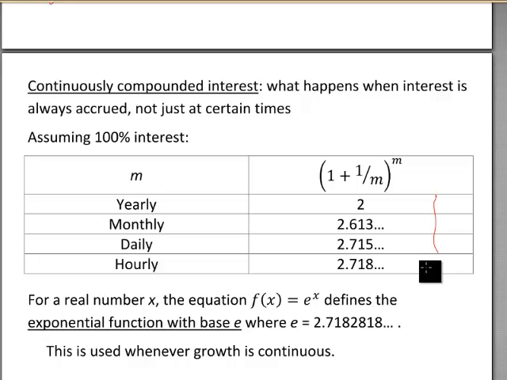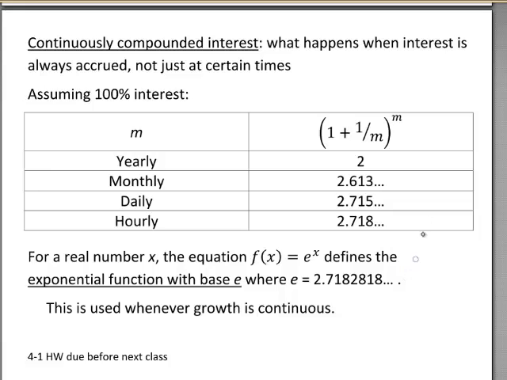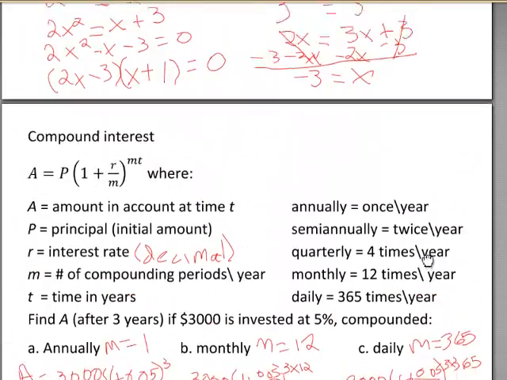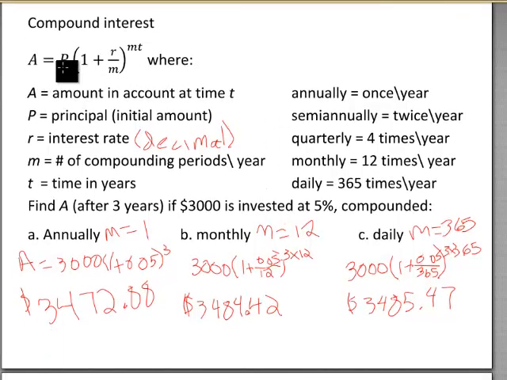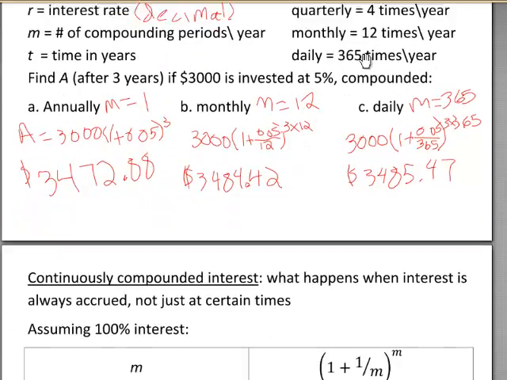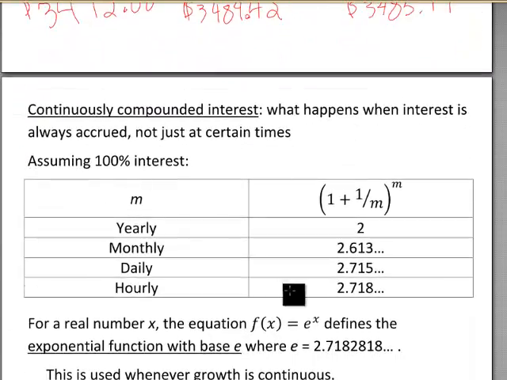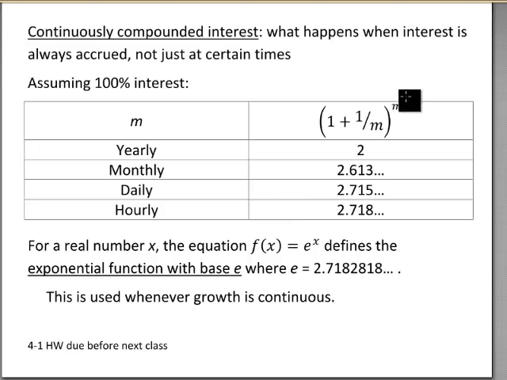This is what happens when you are getting paid interest continuously, like every second, every nanosecond. For the sake of keeping things easy, what we have here is M, again the number of compounding periods. This is the same formula, but we're going to assume that P is equal to $1 and R is equal to 100%, so as a decimal, just 1. That simplifies this equation.